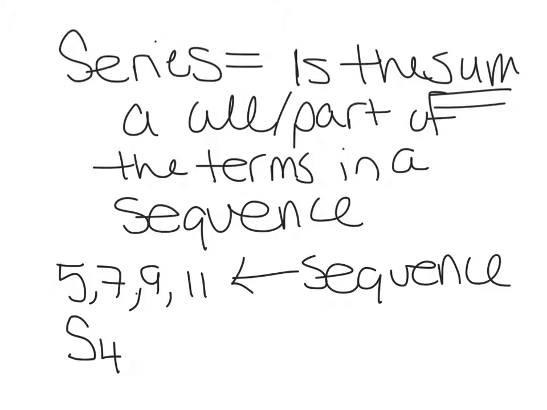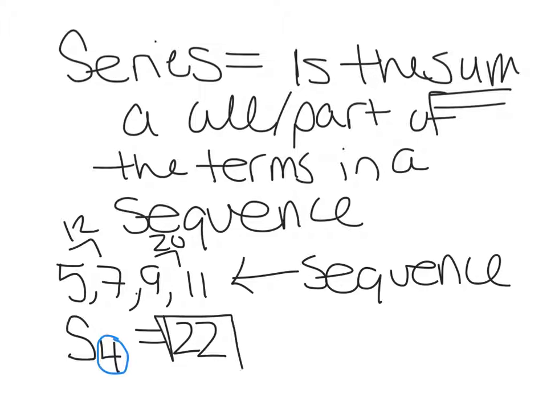because I'm only going to sum the first 4 terms, that's this piece right here, then that means that I'm just going to add the first 4 numbers together. So 5 plus 7 is 12, and 9 and 11 are 20. If you do 12 plus 20, you're going to get 32. So the series in this case is 32. It's the sum of the first 4 terms.